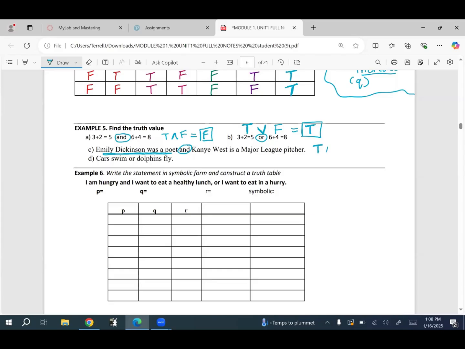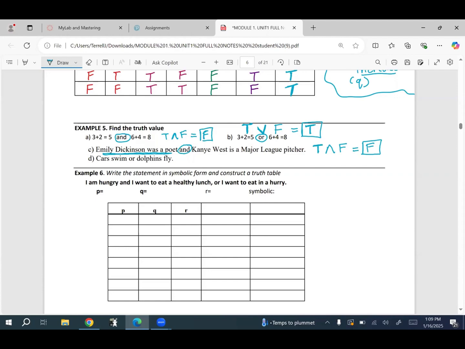And is the backwards V. Kanye West is a major league pitcher. Is that true or false? False. And what is the true and false result? False. Remember, for and, they both have to be true. Good.